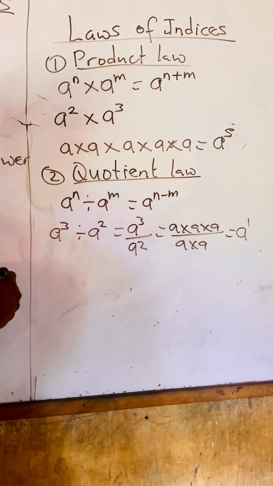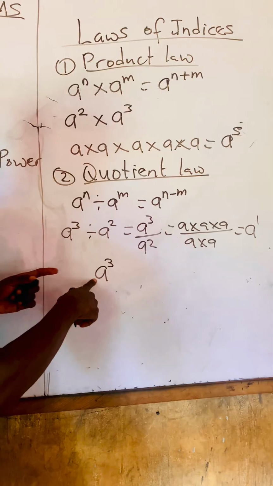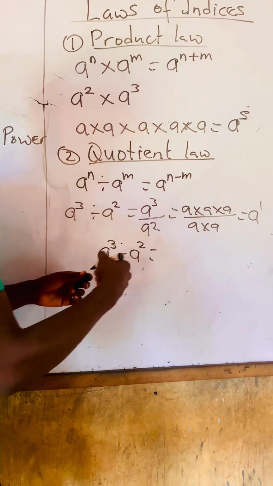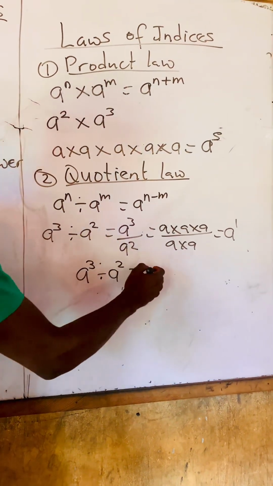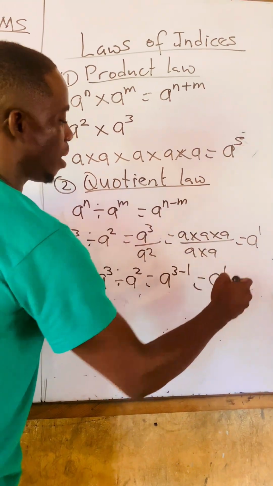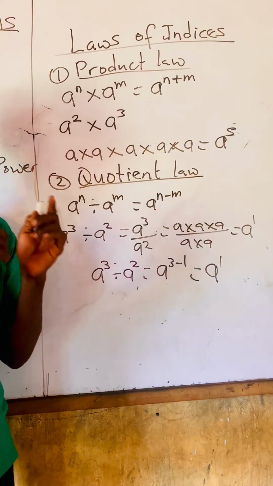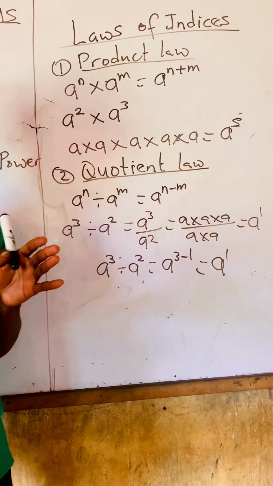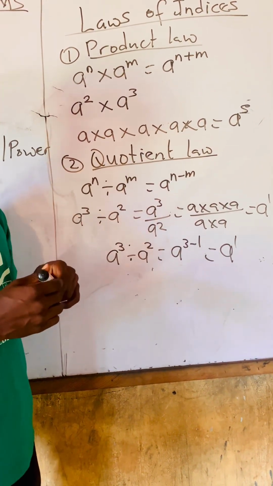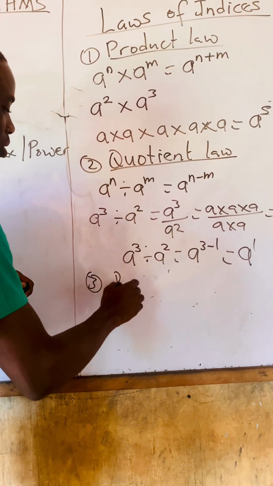1. That's the reason why we are saying that whenever we have a raised to the power 3 divided by a exponent 2, if the bases are the same, we subtract. So we are going to get a to the power 3 minus 1, which will give us a raised to the power 1. And that is another law. So with the quotient law, whenever the bases are the same, we normally subtract the exponents.